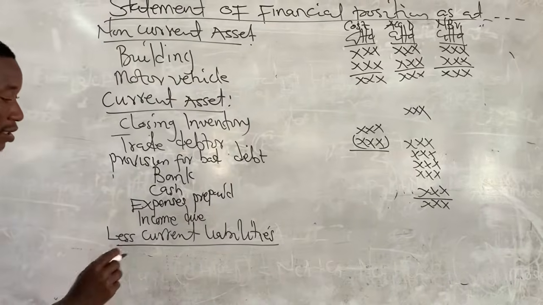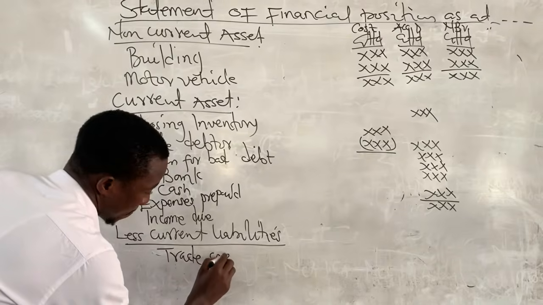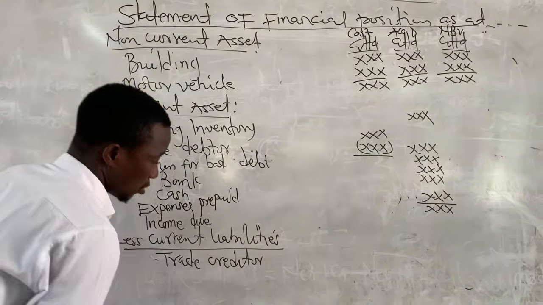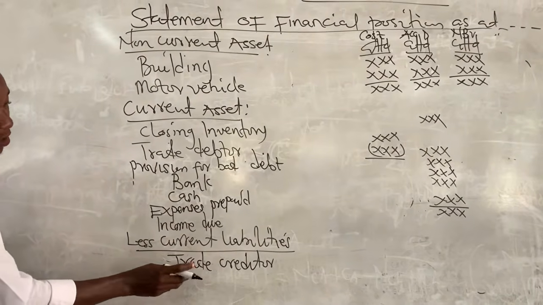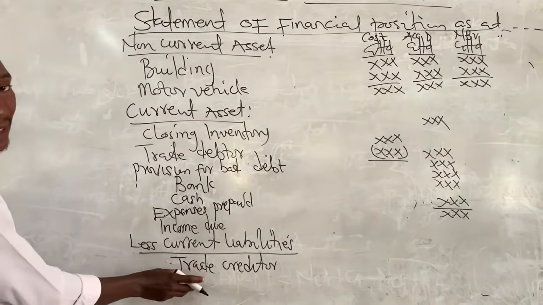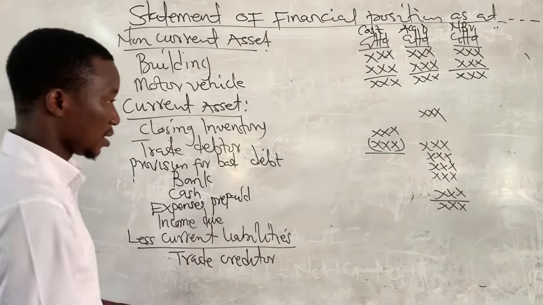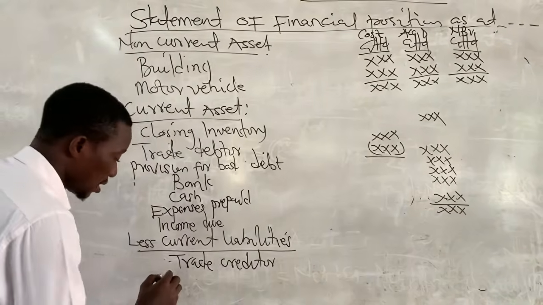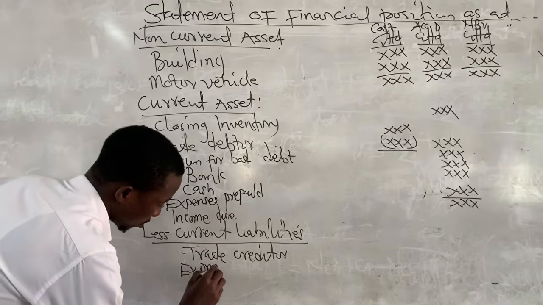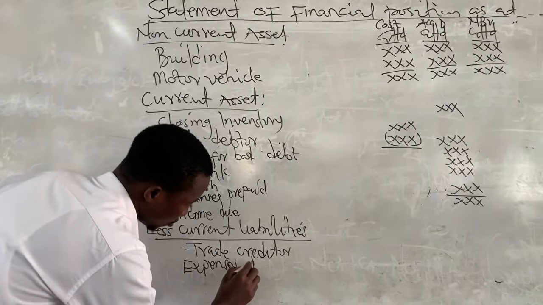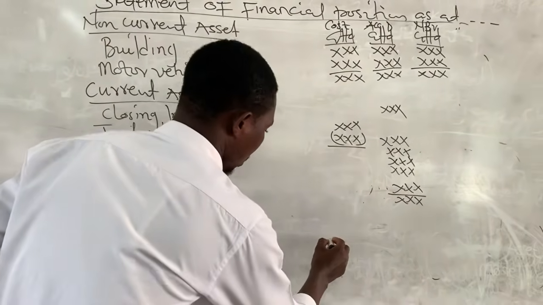With the current liabilities, let's say we only have trade creditors. There may be other items that may be found here. Items like income prepaid, expenses owings, all will come here. Okay, but I'm only considering trade creditors. Then let me add one item. Let's say expenses due. Is that okay? So the two items will come here.